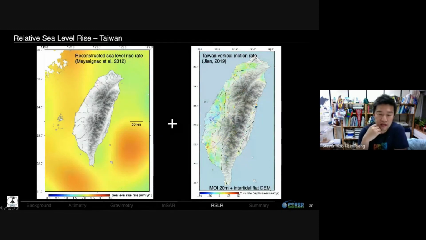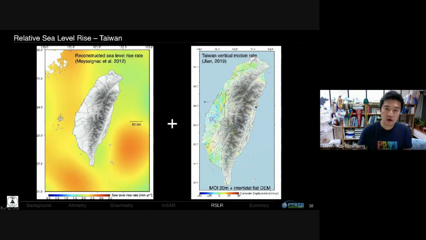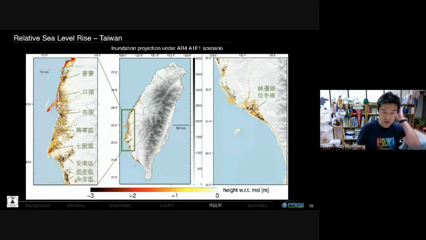So toward the left, this sea level rise has a rate of a few millimeters per year. But to the right, you can see the land subsidence rate is some centimeters per year. So when we combine it together, we can make some predictions. There are some townships along the west of Taiwan that are more prone to be flooded, so it has huge inundation problems by the end of this century.